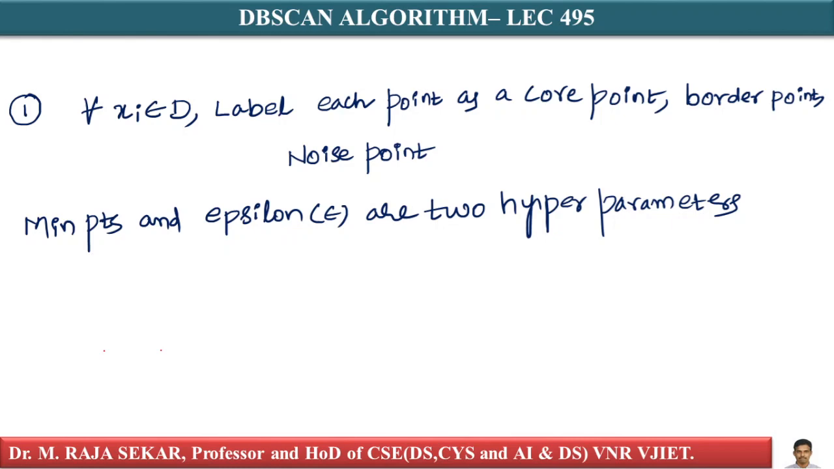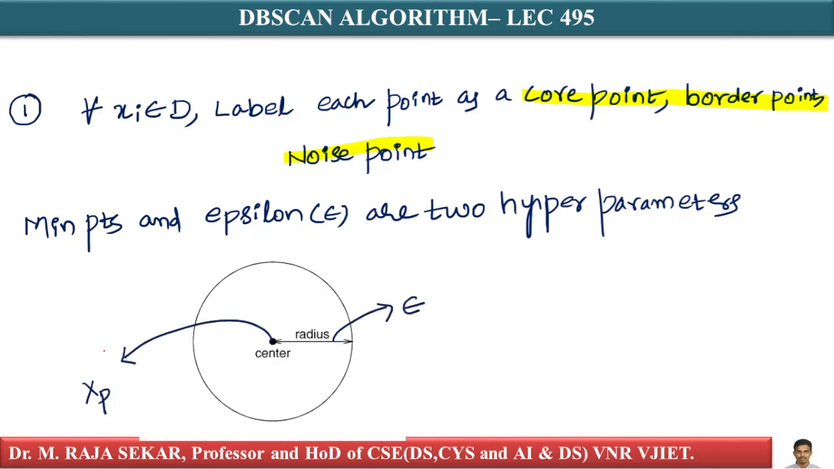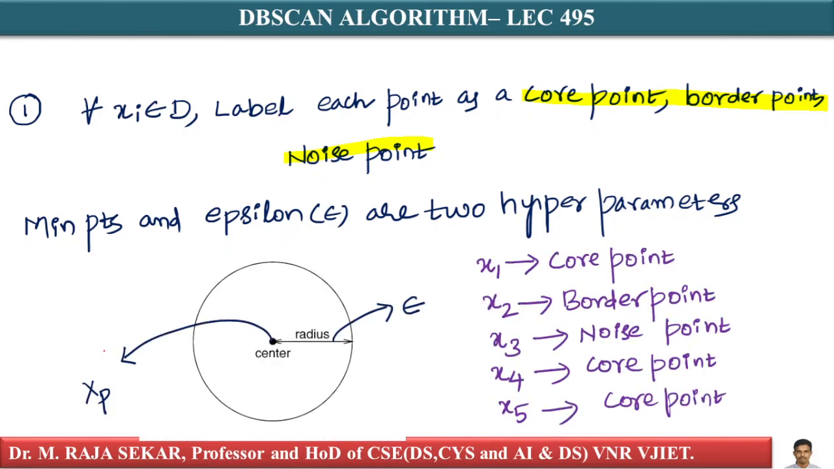Given a point xi, you would see within epsilon radius how many points are there, isn't it? Within epsilon radius, how many points are there? If the number of points is more than min points, you would call it a core point. Each point you have to label: X1 may be core point, X2 may be border point, X3 may be noise point, X4 may be core point, X5 may be core point.